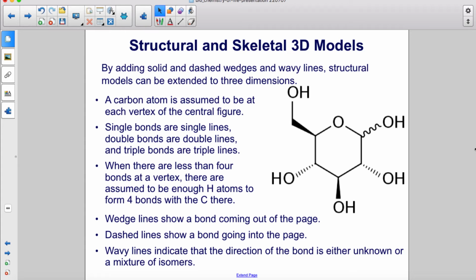A carbon atom is assumed to be at each vertex of the central figure. Single bonds are single lines, double bonds are double lines, and triple bonds are triple lines. When there are less than 4 bonds at a vertex, there are assumed to be enough hydrogen atoms to form 4 bonds with the carbon there. Wedge lines show a bond coming out of the page. Dashed lines show a bond going into the page. Wavy lines indicate that the direction of the bond is either unknown or a mixture of isomers.